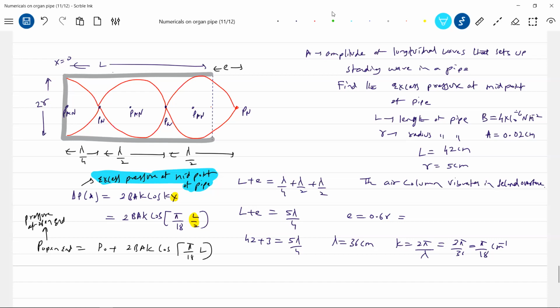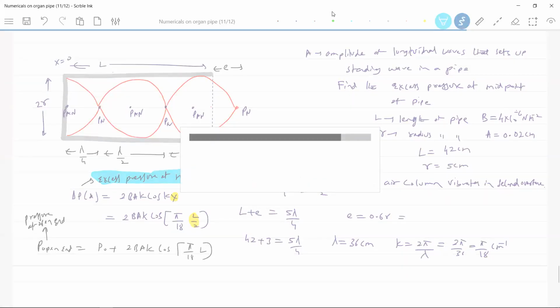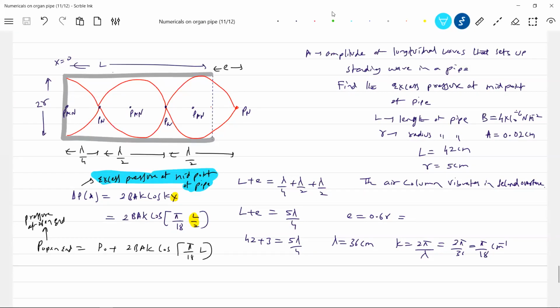Excess pressure means only delta P. If you ask for the pressure, it means P naught, the mean atmospheric pressure, plus the excess pressure, the total pressure there. Okay, we'll end the class.